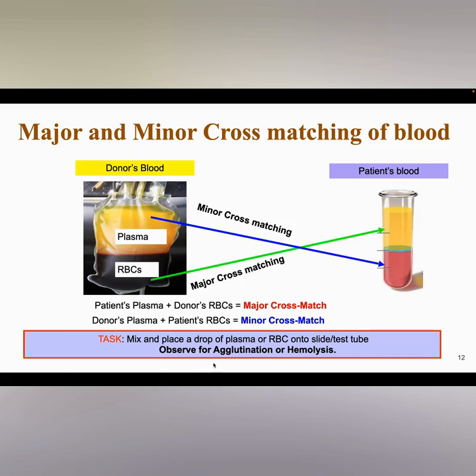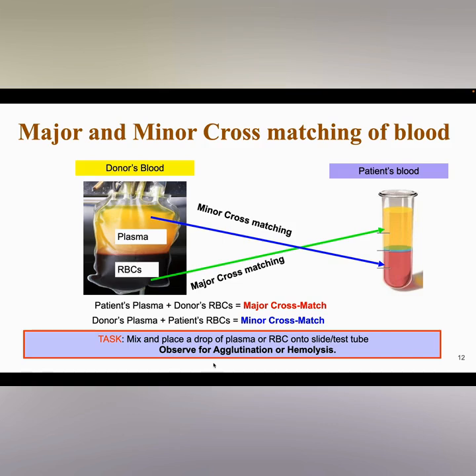Vice versa, in minor cross matching, the donor's plasma is reacted with the patient's RBCs and looked at for any agglutination, hemolysis, clumping, or clotting.